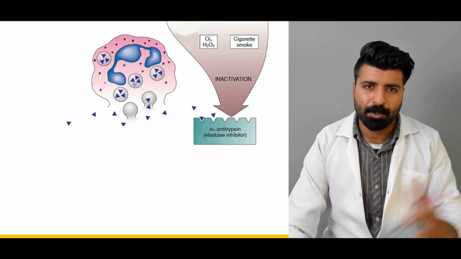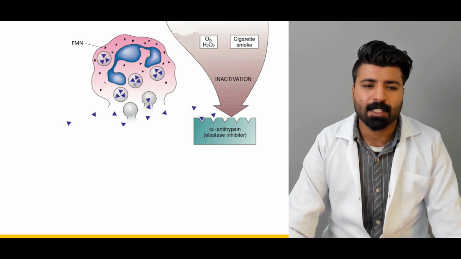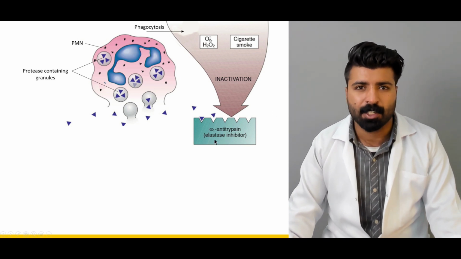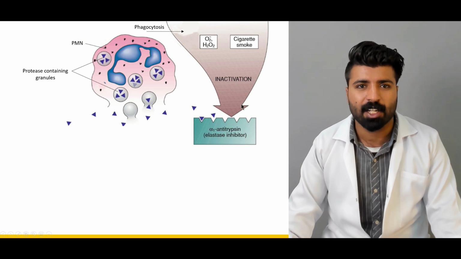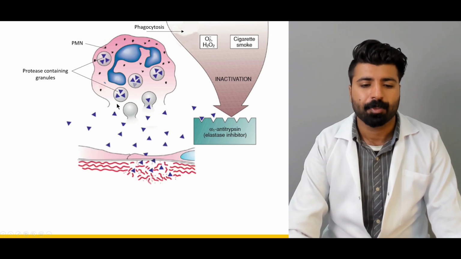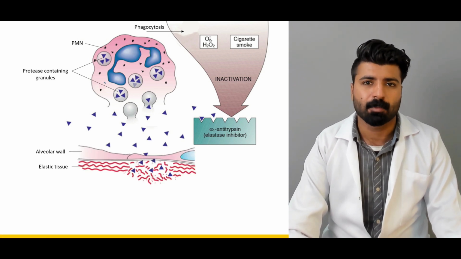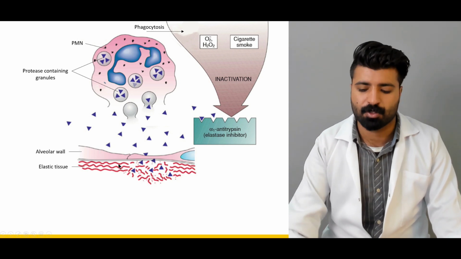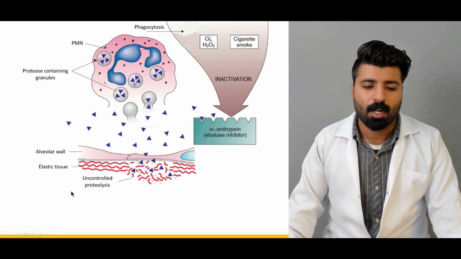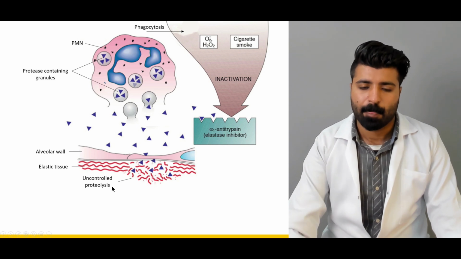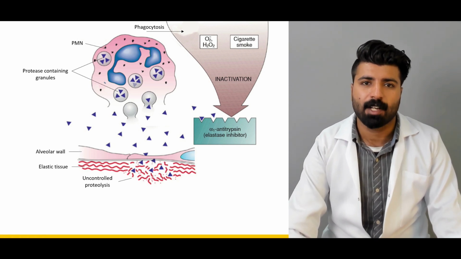So let me show you what happened there on the phagocyte level. Protease-containing granules release the protease because there is no alpha-1 antitrypsin present, because of some hereditary problem, alpha-1 antitrypsin deficiency, or because this reaction inactivated it. So what is protease going to do? It's going to destroy the epithelium. It's going to destroy the alveolar walls and elastic tissue. Uncontrolled proteolysis will happen, and this will destroy the alveolar walls and the elastic tissue.